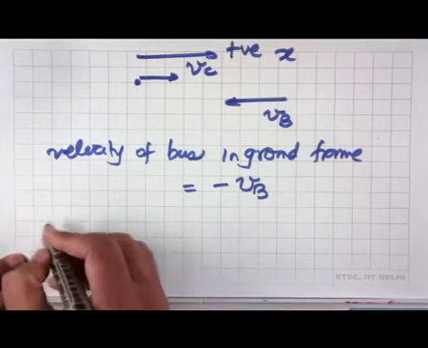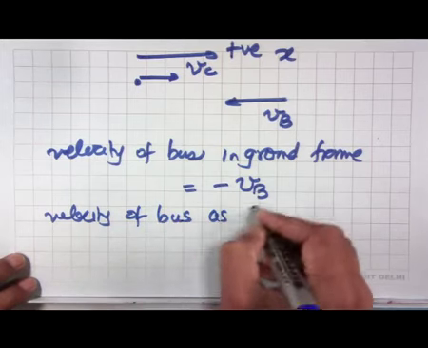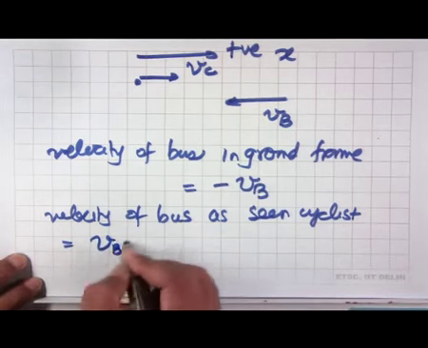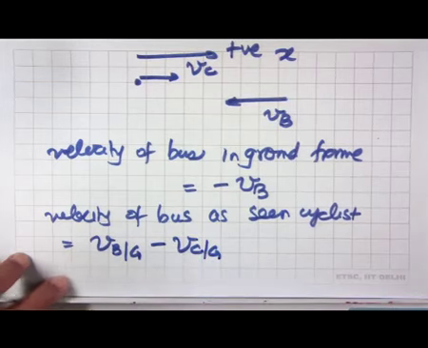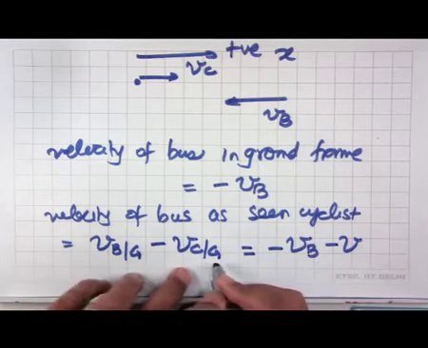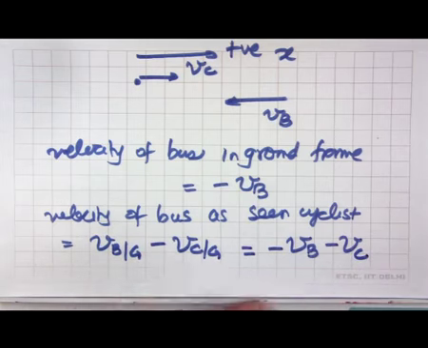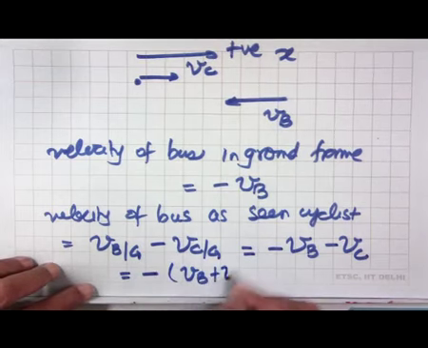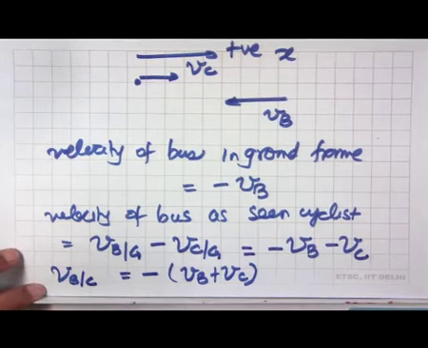Now, the velocity of the bus as seen by the cyclist will be equal to velocity of the bus as seen from the ground minus velocity of the cyclist as seen from the ground. So, this will be equal to minus Vb, and velocity of cyclist as seen from ground is Vc in the plus direction. So, with the minus sign it becomes minus Vb minus Vc, and this becomes equal to minus of Vb plus Vc. So, this is velocity of the bus as seen by the cyclist.